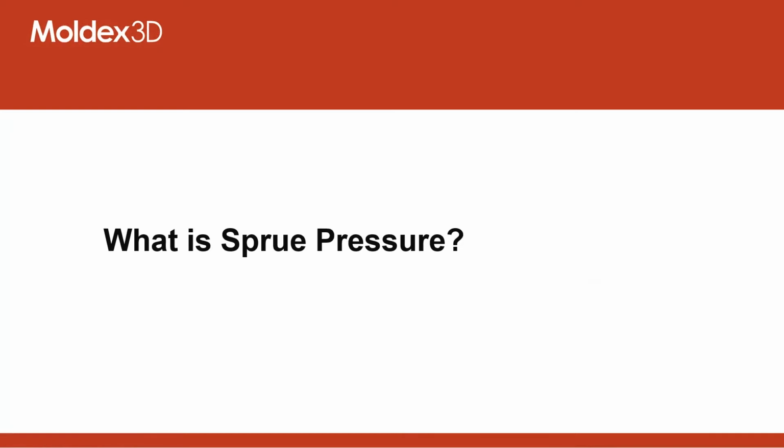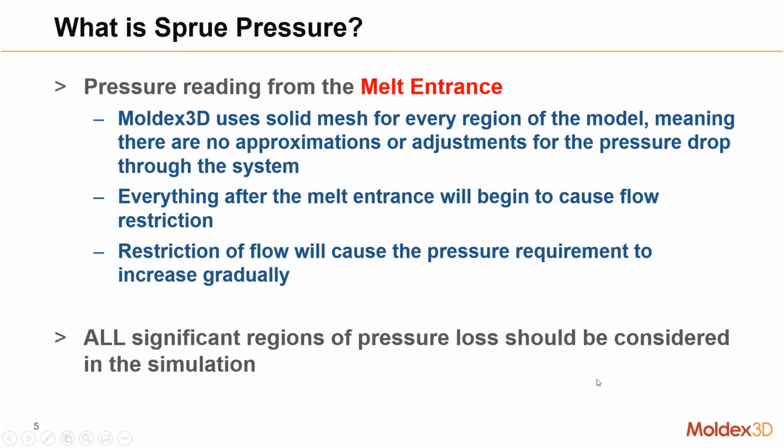All right, so let's jump right into it. What is sprue pressure? So sprue pressure is the reading from the melt entrance or from the pressure sensor, which is typically located around the nozzle. Usually, in other scenarios, you can actually get a reading directly from the screw itself.